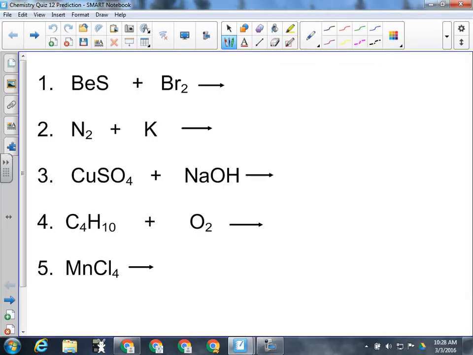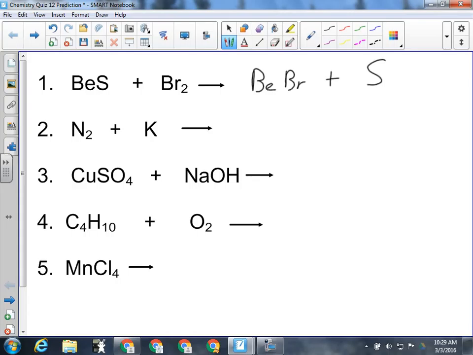All right. So first step in predicting any reaction is deciding what kind of reaction is going on. Okay, in question number 1, I've got an ionic compound, beryllium sulfide, reacting with an element, a non-metal, bromine. So what kind of reaction is that going to be? Single replacement. All right, so in a single replacement reaction, we have to swap the thing that's alone with what's like it in the ionic compound. Since this is a non-metal, we're going to swap it with sulfur. So that means beryllium ends up with bromine, and sulfur ends up by itself.